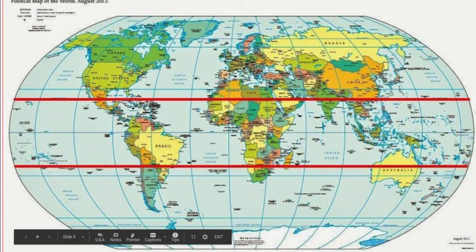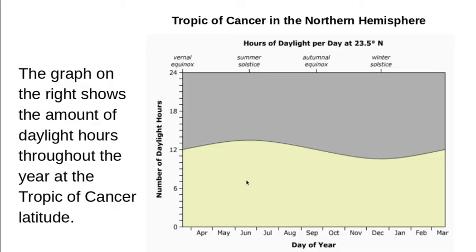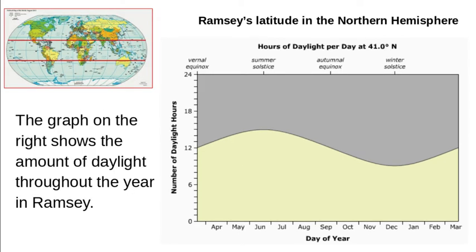Then we look at what's called Tropic of Cancer and Tropic of Capricorn, which is just the label of these latitude marks, which are about 23 degrees north and 23 degrees south. So here is the Tropic of Cancer and Tropic of Capricorn. So that's just what they're called. I know it's a funny name, but that's the graph for the daylight hours for Tropic of Cancer in the Northern Hemisphere. And then you'll also be looking at this one for our latitude in the Northern Hemisphere. So hopefully this will help you understand what these graphs are.